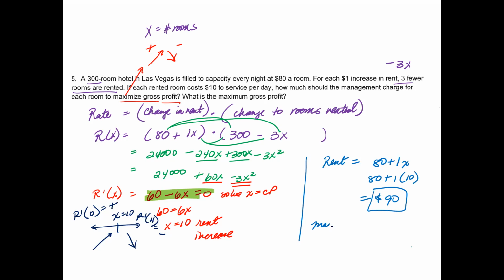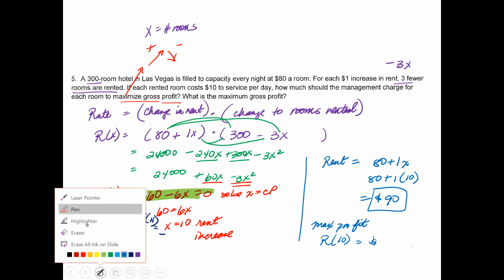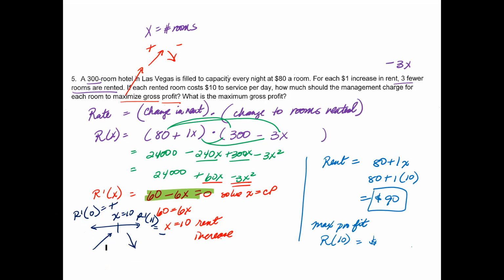So then here, your maximized profit is R of 10, which means you're going to plug it back into the R of x, which is this equation right here. And that is going to give you 24,000 plus 60 times 10 minus 3 times 10 squared, which is 24,300. And that is your answer.